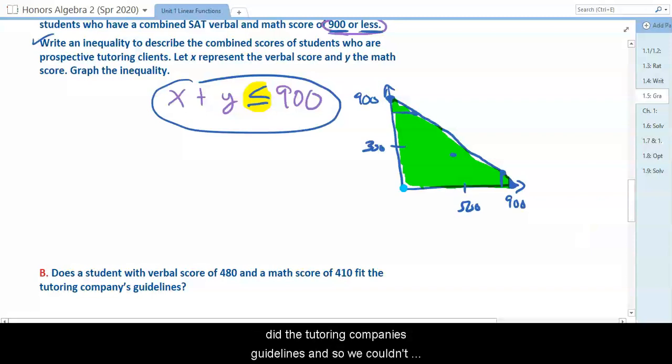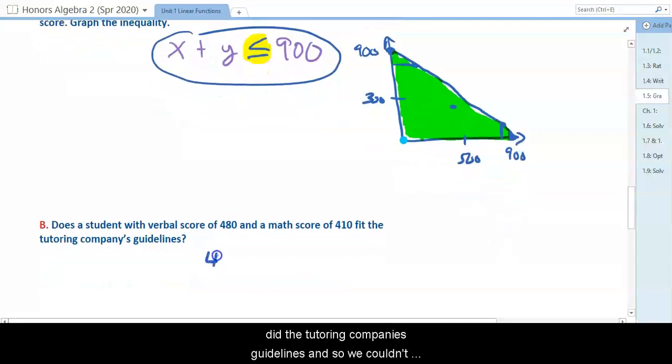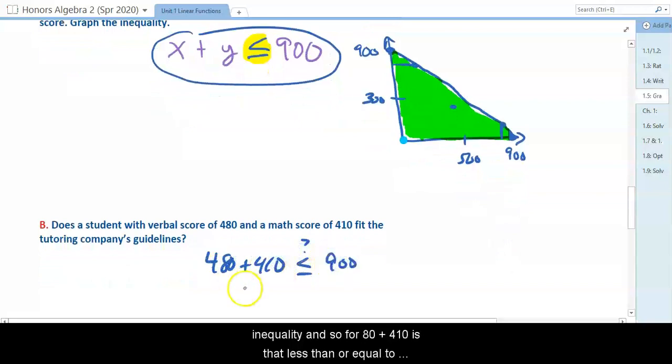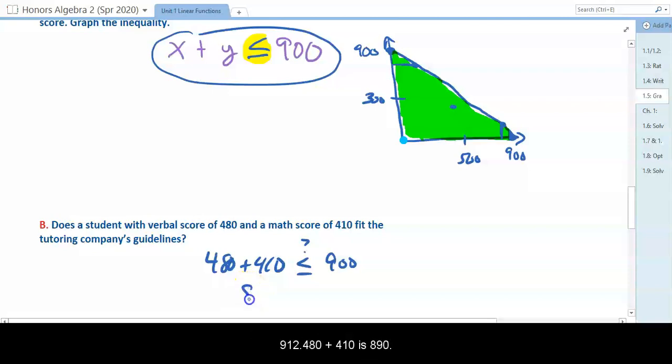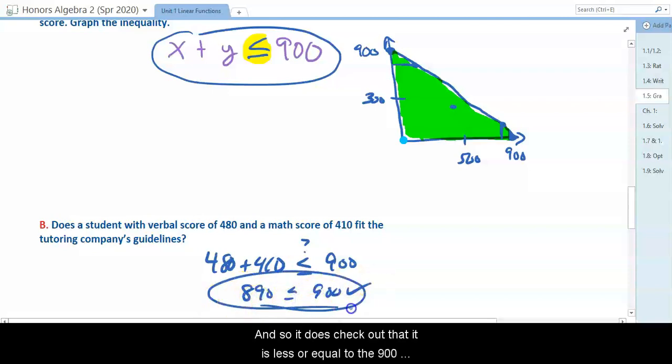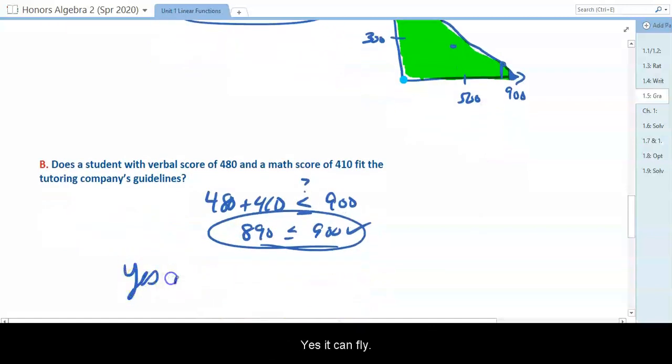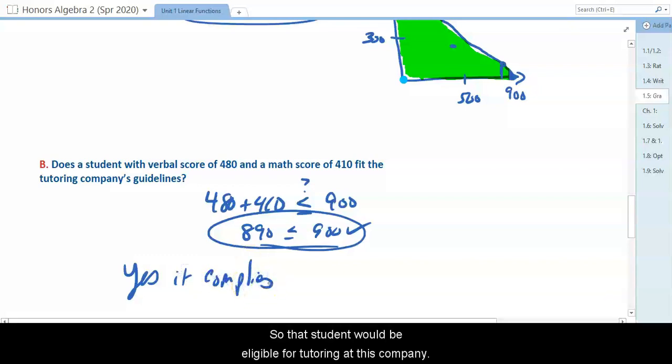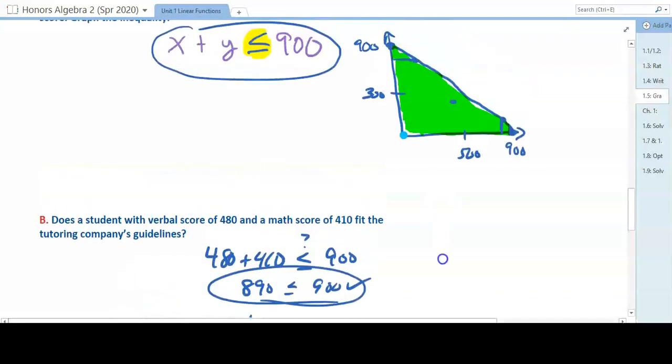And so we could graph this and find it, right? Or we could plug into our inequality. And so 480 plus 410, is that less than or equal to 900? Well, 480 and 410 is 890. And so it does check out that it is less than or equal to the 900. So does it comply? Yes, it complies. So that student would be eligible for tutoring at this company.